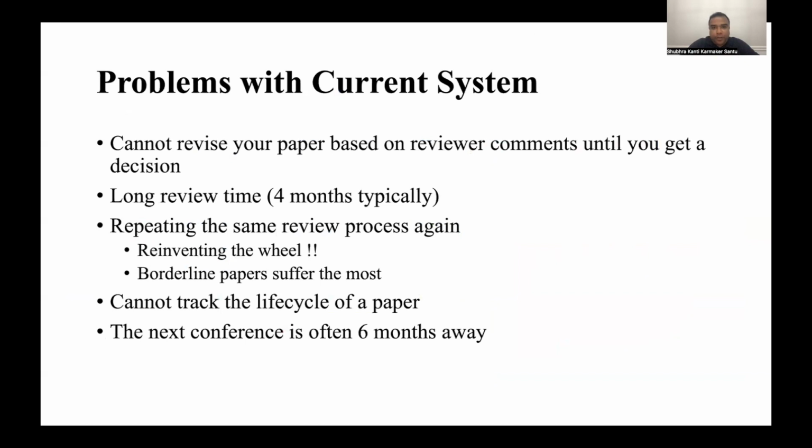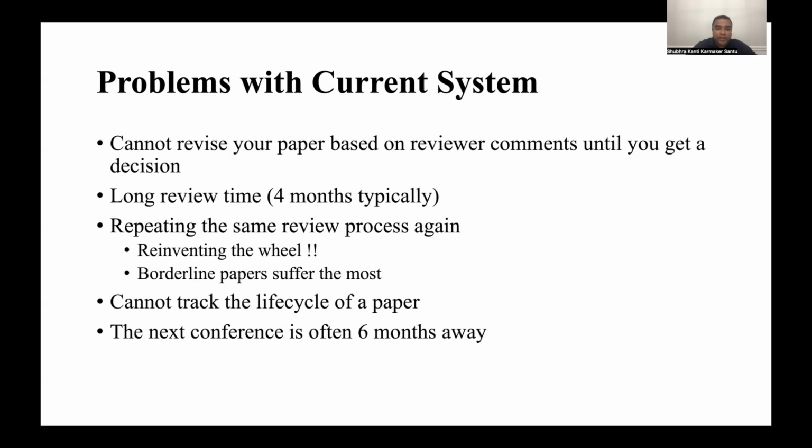So some of the problems with the current system is that you cannot revise your paper based on the reviewer comments. Of course, you can do a rebuttal, but you cannot change your paper. The best you can do is to take the reviewer comments, revise your paper, and submit to a completely new conference where it goes through a completely different set of reviewers, and the entire process repeats itself. And the review process is pretty long. Right now, it is averaging around 4 to 5 months.